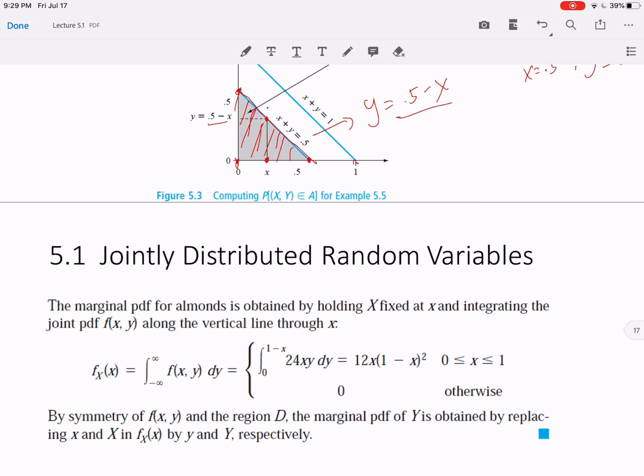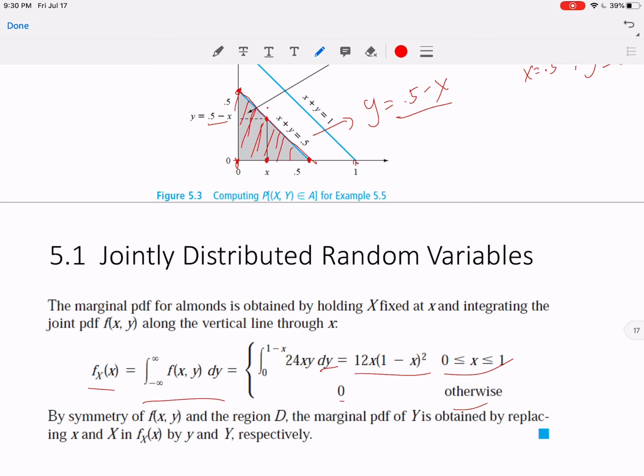All right, that's pretty much how we find the marginal PDF of x. We integrate the joint PDF with respect to y, and we know if we hold x fixed, the interval of y is going to be from 0 to 1 minus x. And then the marginal PDF is 12x times (1 minus x) squared when x is between 0 and 1, and 0 otherwise.